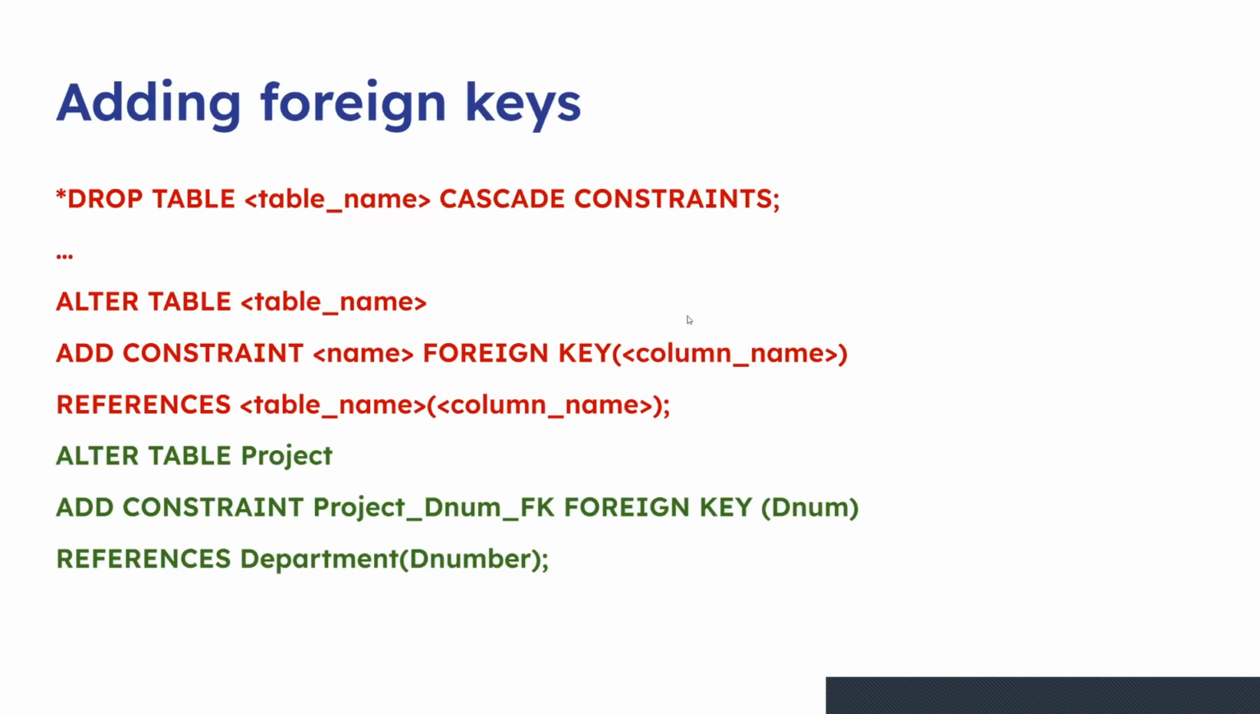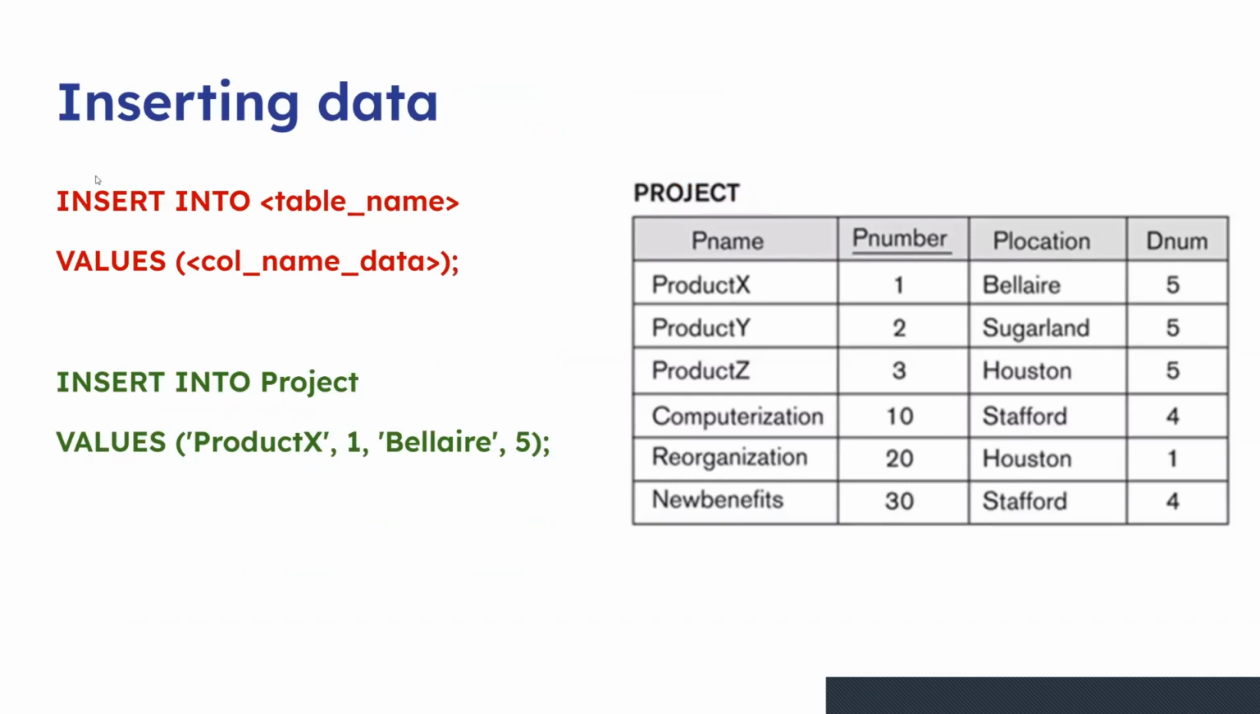So that is creating a table, and then inserting data. You use the insert keyword into the table name and then values. The values that you insert have to match the data type. If it's a string, it should be between single quotes. If it's a number, for example, it should not be between quotes. An example is inserting this tuple into the project. We have product X, which is a varchar2 data type, and then you have a number, and then another string and a number.